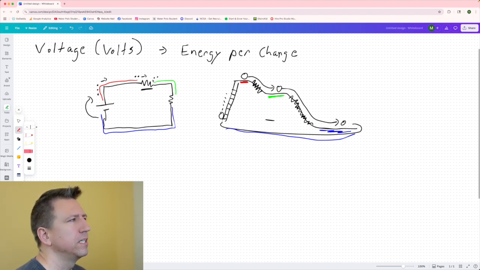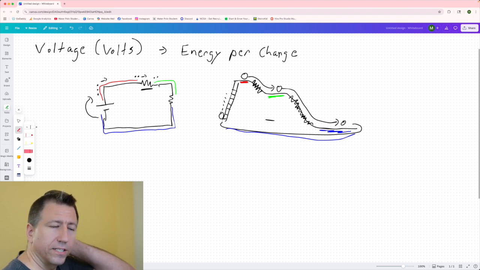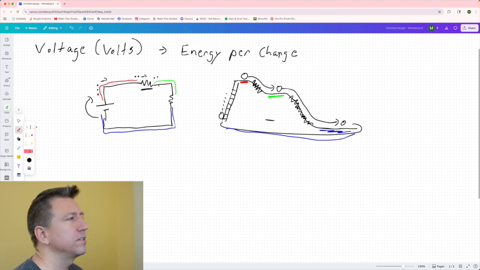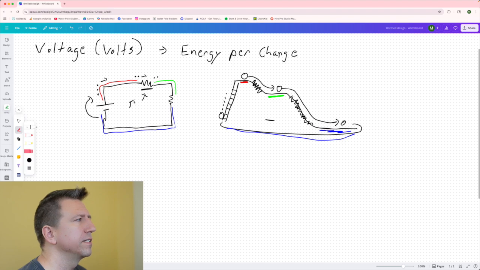Well, do the electrons here get faster? Sorry, the charges here get faster? Not necessarily. Instead we say that the energy is delivered to the actual element, so the energy is delivered to the resistor. Whatever amount of voltage difference there is here is the amount of energy that's delivered.